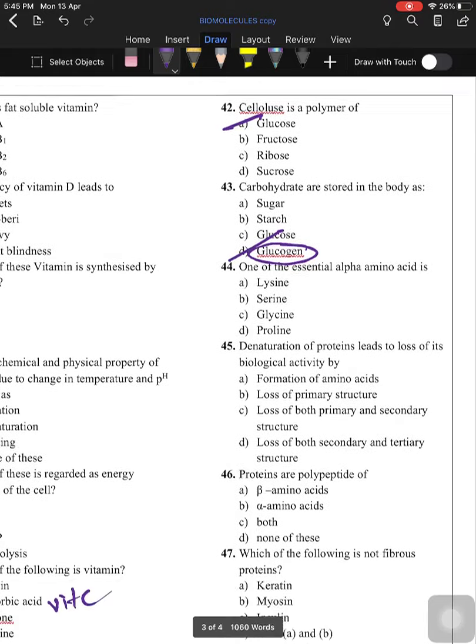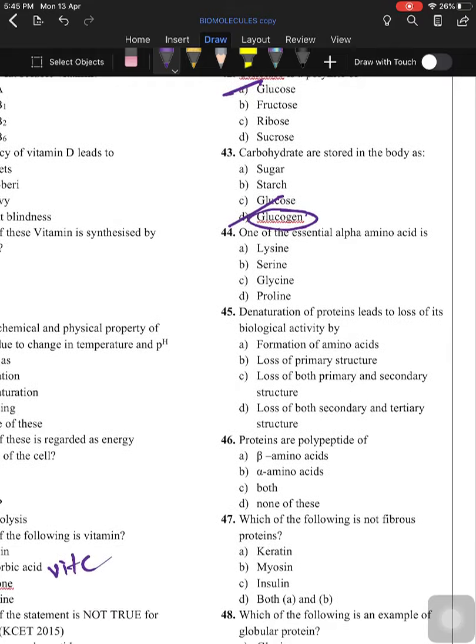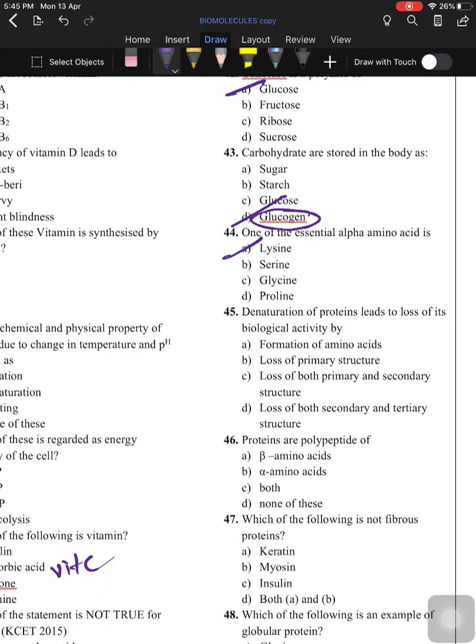Very simple again. 44th, one of the essential alpha amino acids is dash. Again, the essential one is lysine. The other three are non-essential amino acids.